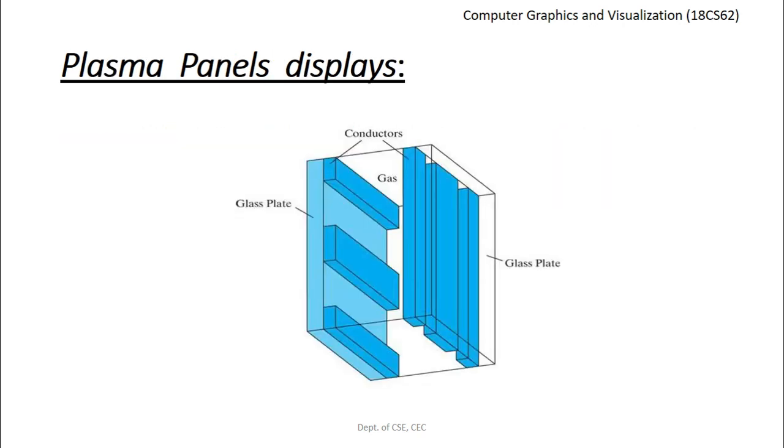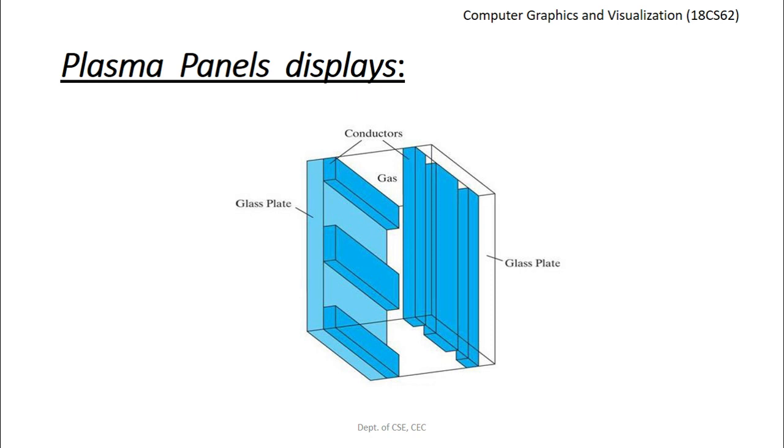So let us see what we mean by plasma display panels or plasma panel displays. They are also called gas discharge displays. As we can see in this diagram, it is constructed by filling the region between two glass plates with a mixture of gases that includes neon. A series of vertical conducting ribbons is placed on one glass panel and a set of horizontal ribbons is placed on the other glass panel.